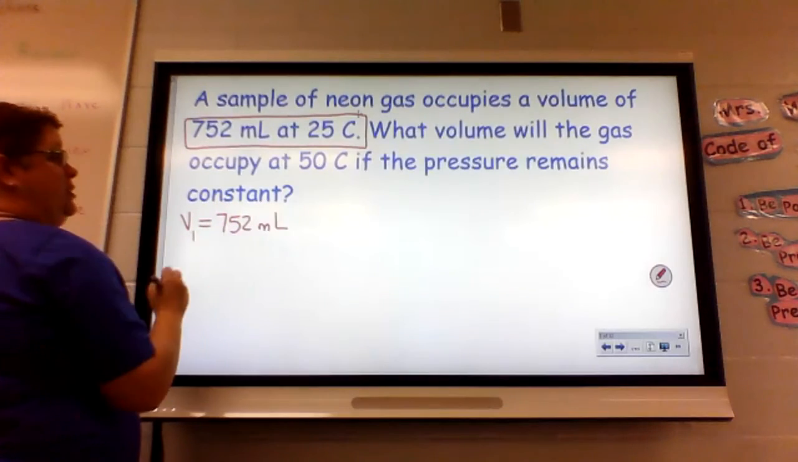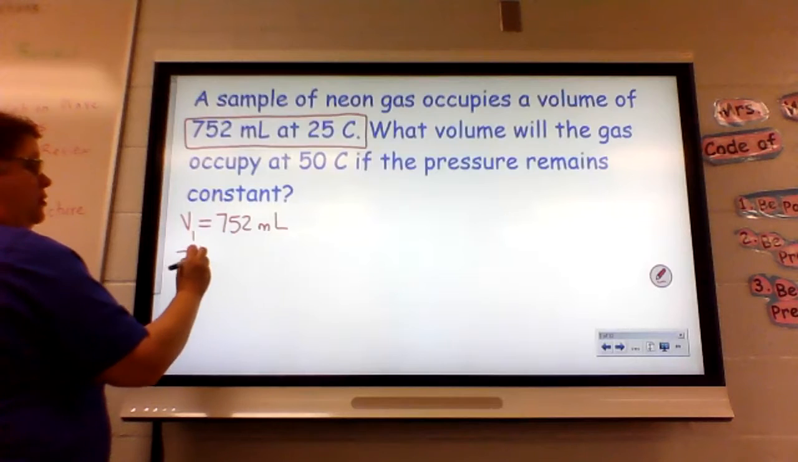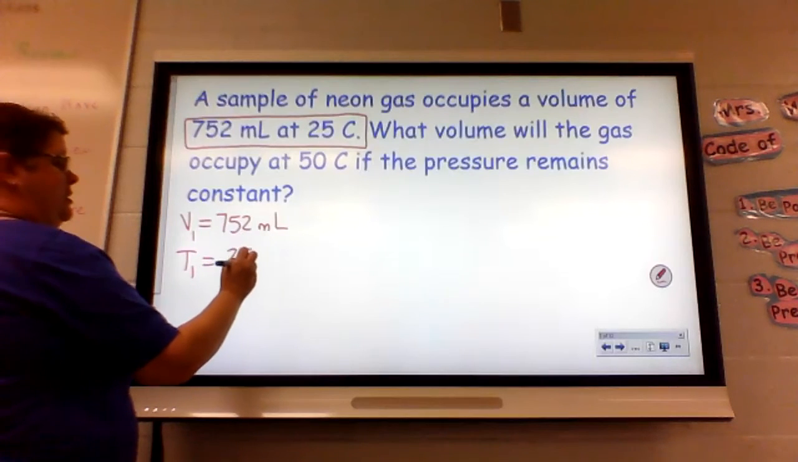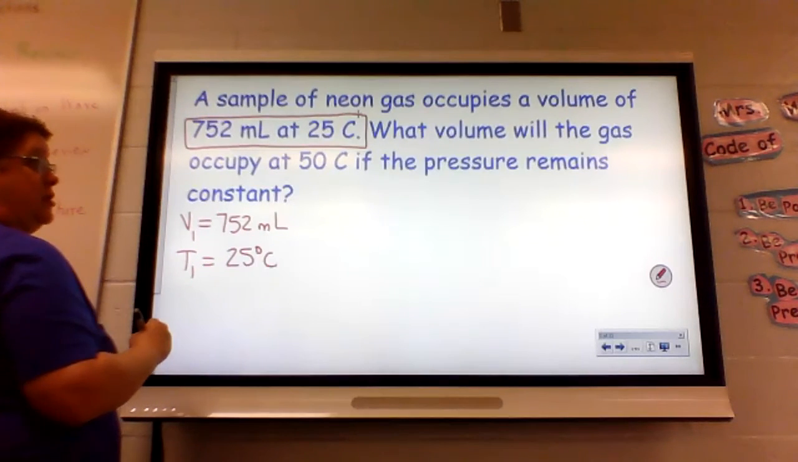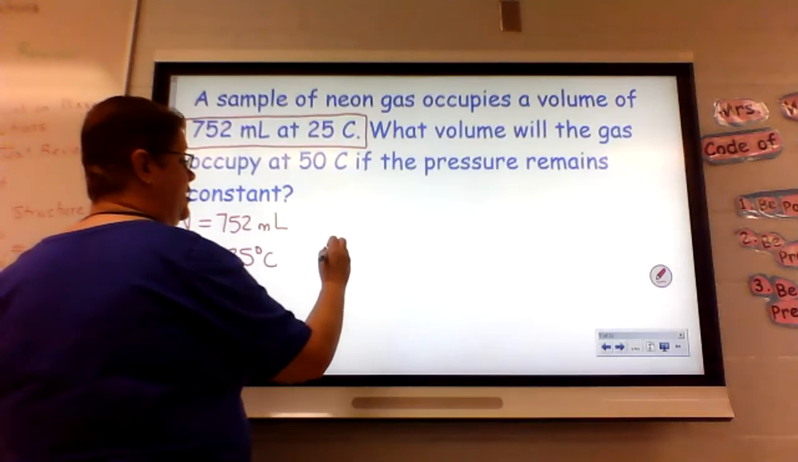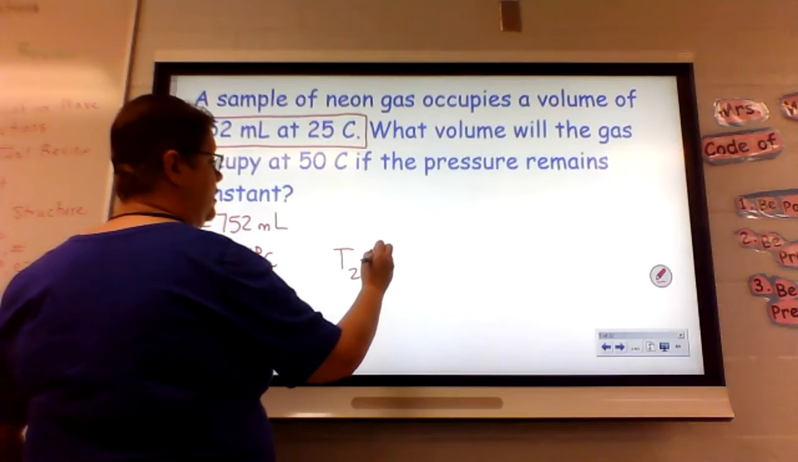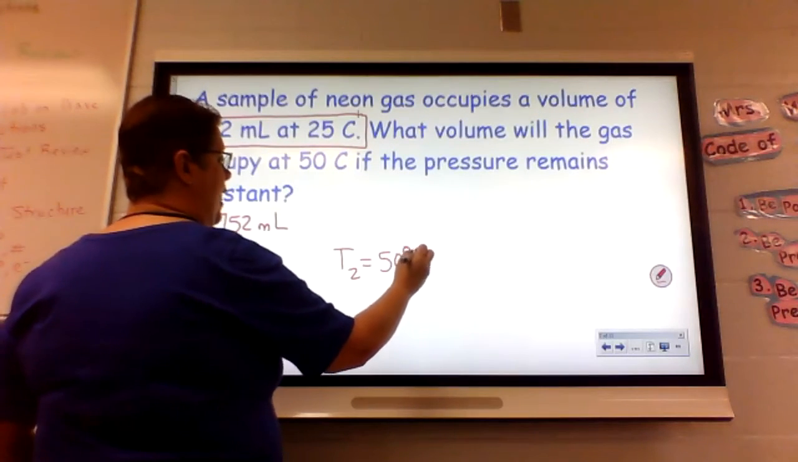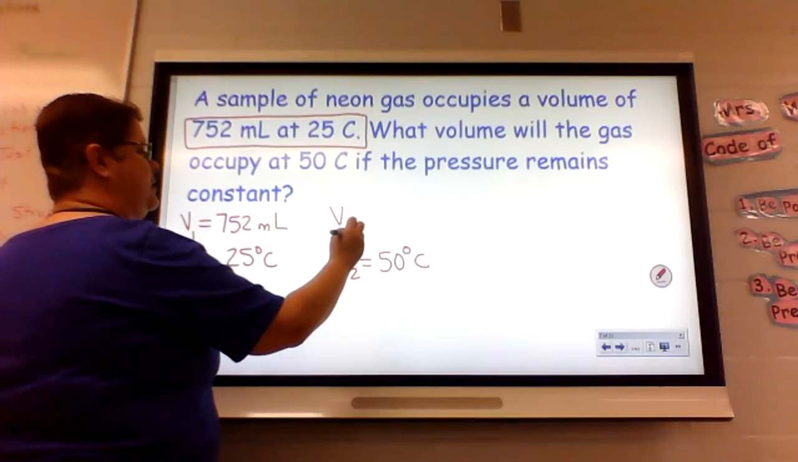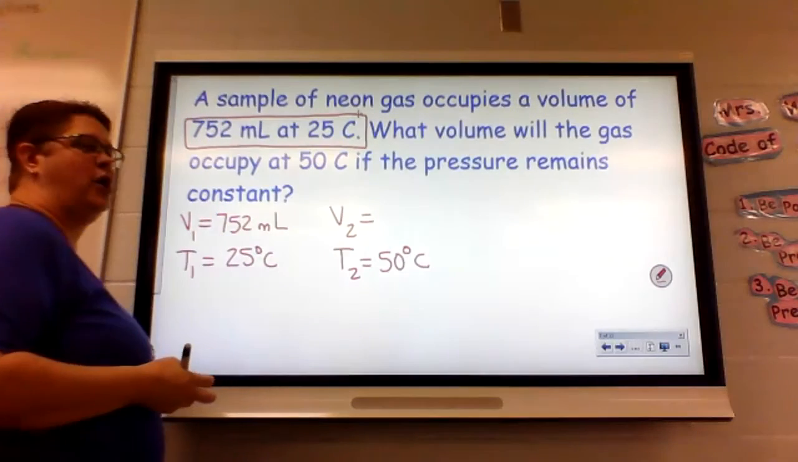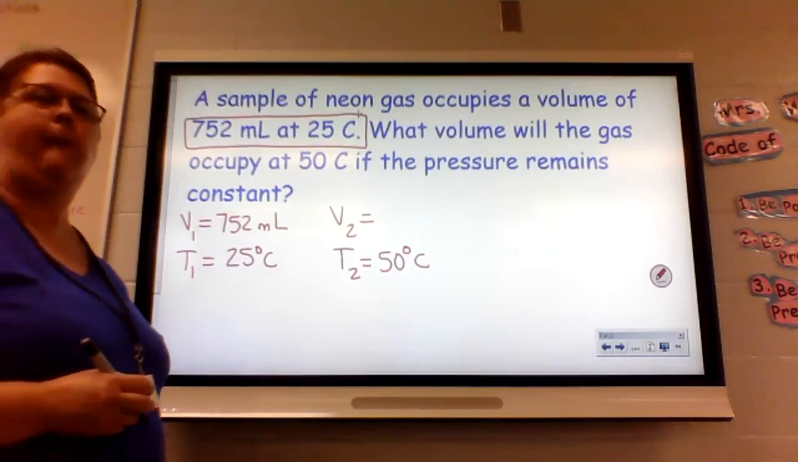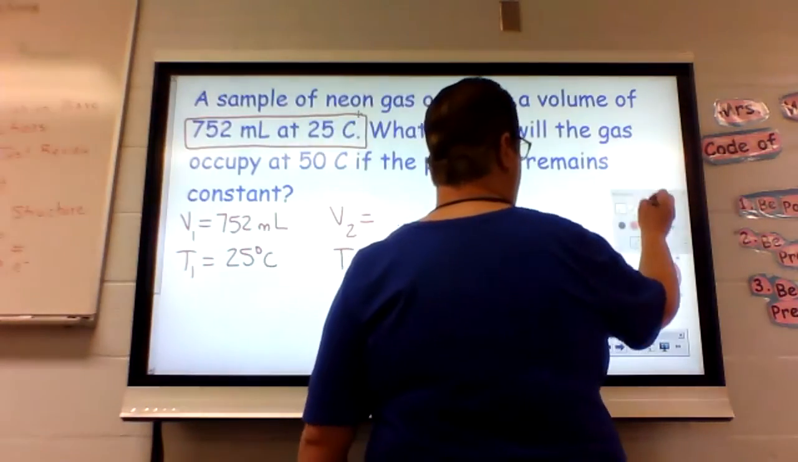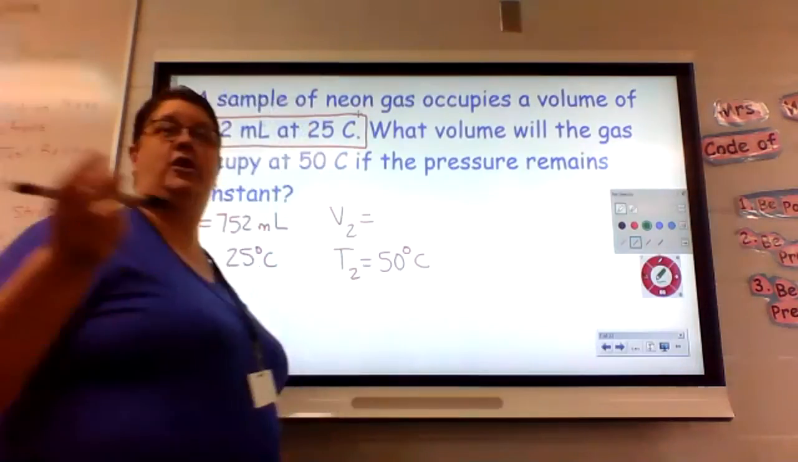So that's 752 milliliters. 25 degrees Celsius is T1. So that means 50 degrees Celsius is what? T2. Now, the only thing that makes this different is I told you temperature has to be in what? Kelvin. Has to be in Kelvin. So you have to make the shift and change the temperature.